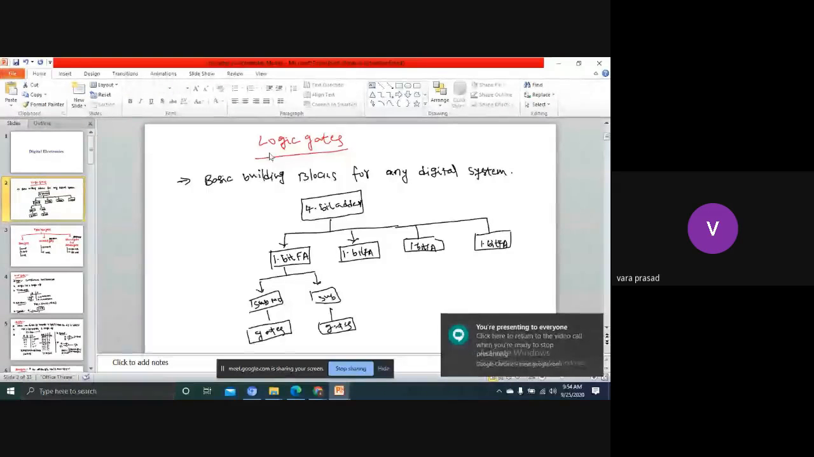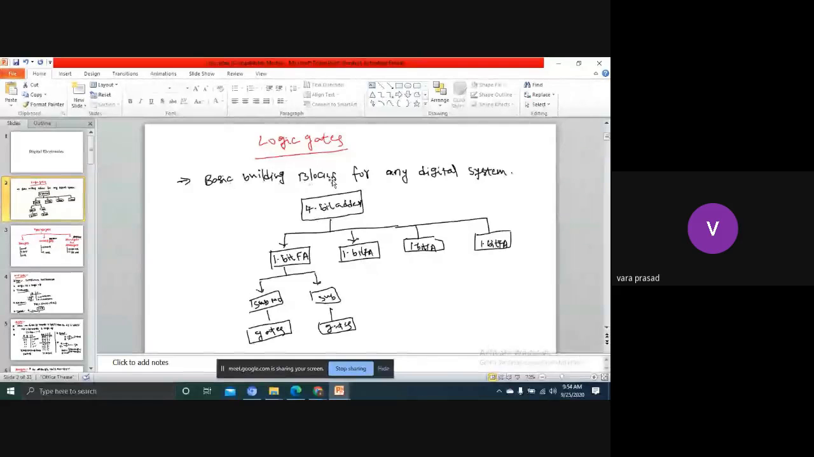Generally, we can call logic gates the basic building blocks for any digital system. To build any digital system, logic gates are the basic block. Without logic gates, we cannot build any digital system. Here I gave one example. I hope you won't understand it now, but in further classes you can. It's a 4-bit adder, a digital system.